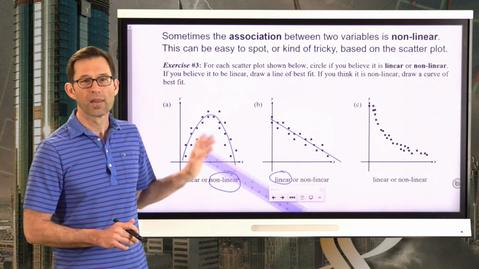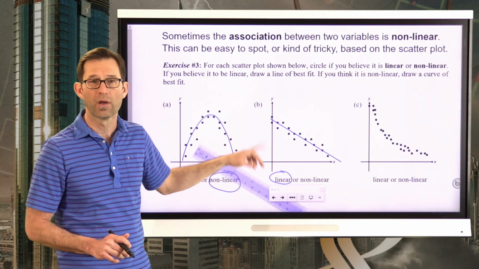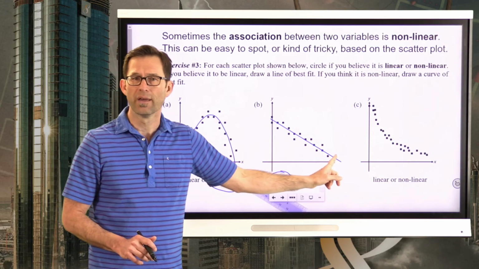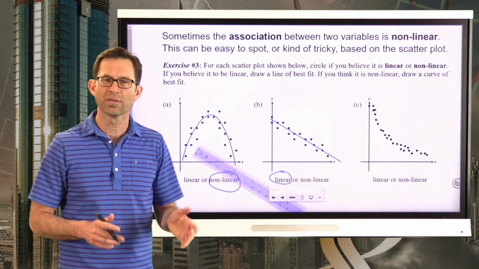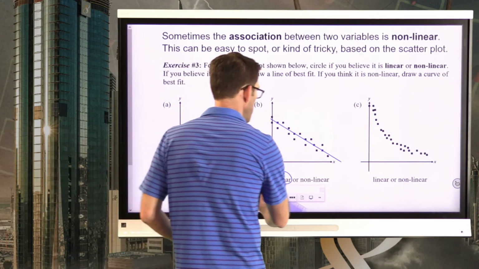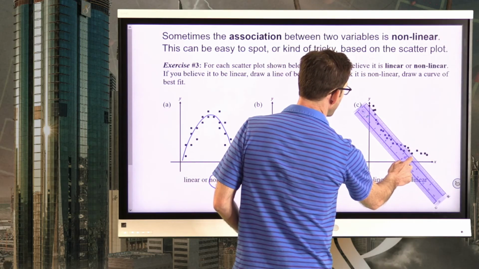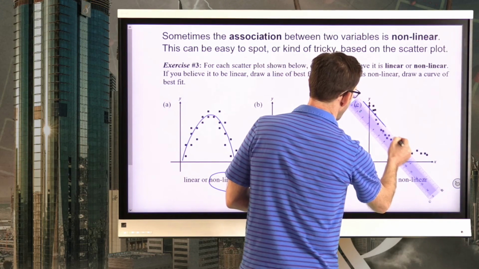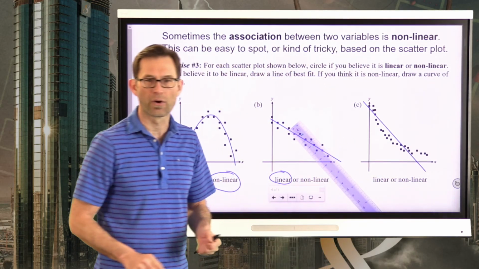Letter C is tricky. Letter A is obviously nonlinear because the data goes up and comes back down. Letter B is pretty obviously a linear trend, right? But letter C is tough because it looks like it could be linear, but it also looks like it could have a bit of a curve to it. Now, let's say I tried to fit this one with a line of best fit. Let's say I did something like this, right? So let's say I assumed it was linear.